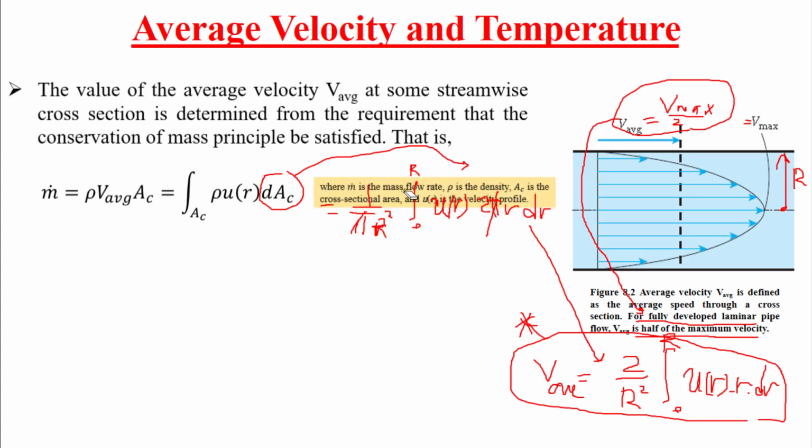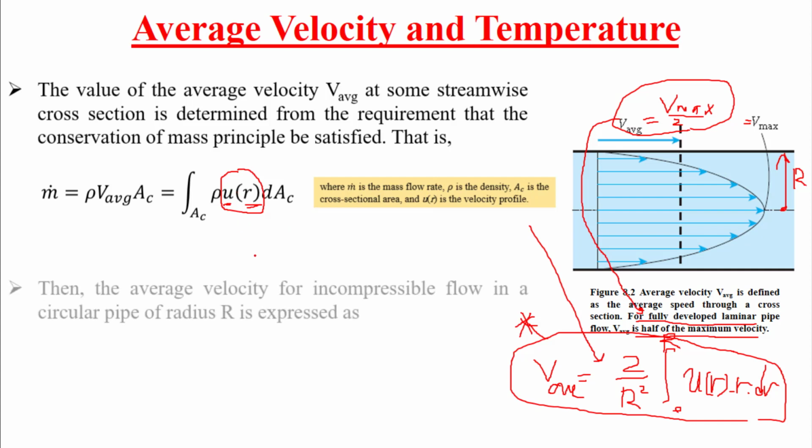So here m dot is the mass flow rate, rho is the density, A_c is the cross-sectional area, and u(r) is the velocity profile. So you can read it. So let me erase also this one, because u(r) is very important. Some of you think that this is u velocity multiplied by r. This is not correct. This is u as a function of r. This is a function. That means u is variable and it depends on r.